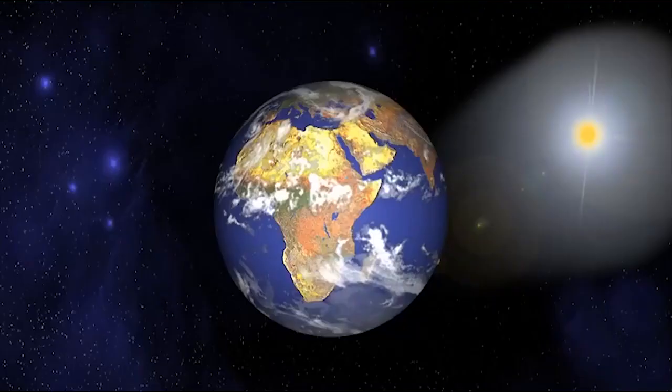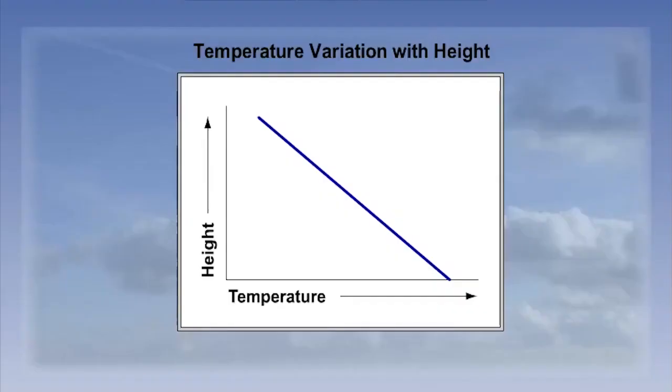So, we have established that the Sun primarily heats the Earth's surface, which then, by various processes, heats the atmosphere from below. We stated that this is the reason the temperature generally falls with increasing height.